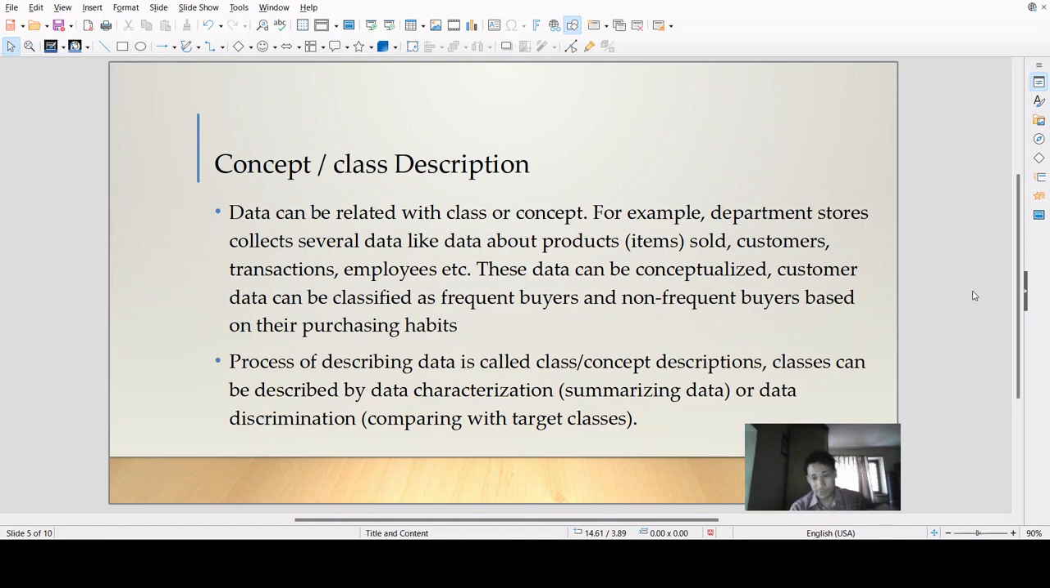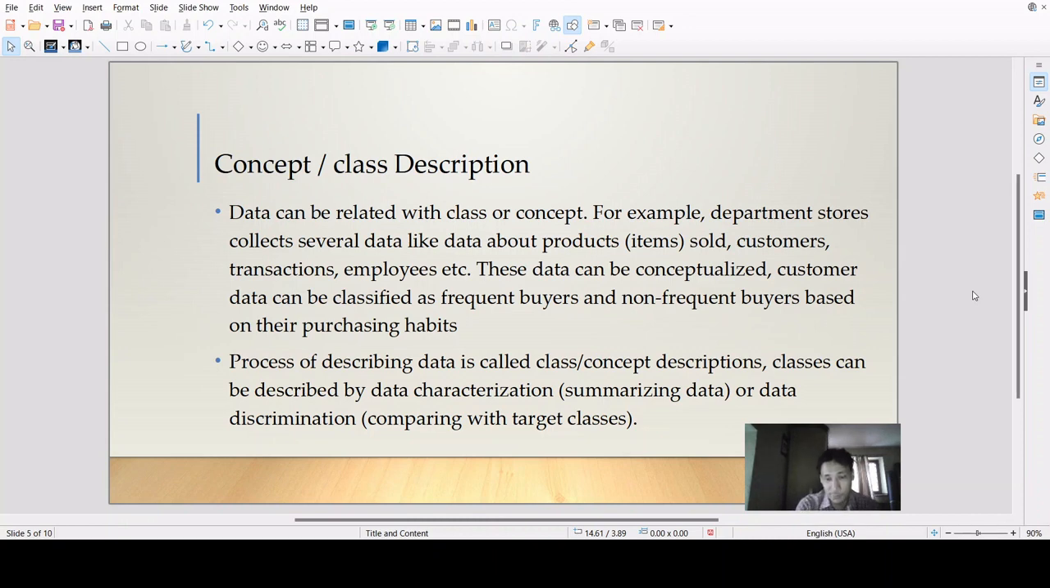For example, we have a product whose sales increased by 10%, and there is another product whose sales decreased by 30% in the same period of time. So what we can do is make a comparison between these two products.